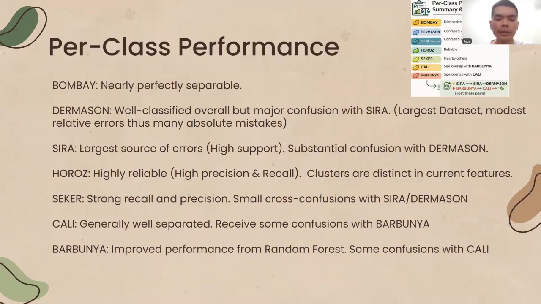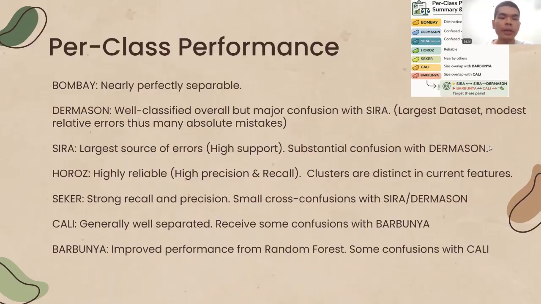Horoz and Seker are highly reliable. They are high in precision, high in recall, and have only minor boundary confusions. For Cali, it is mostly separable, but has some issues with Barbunya, implying a size overlap. And Barbunya, being the worst, has actually improved substantially under Random Forest, but has small residual confusions with Cali.